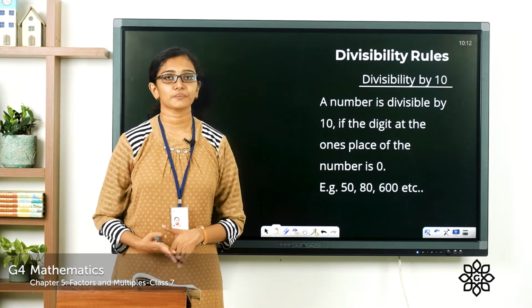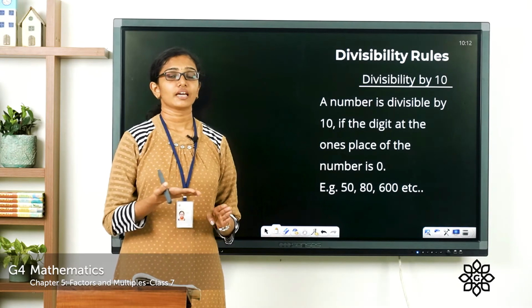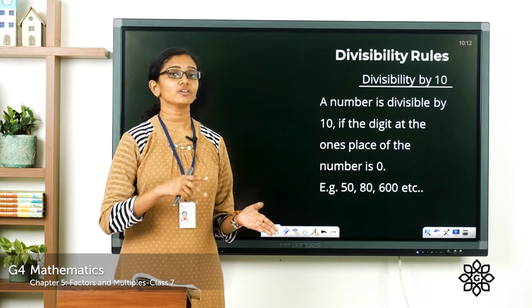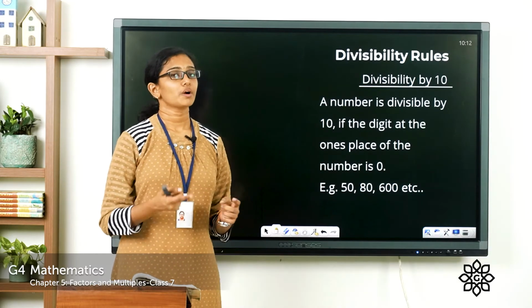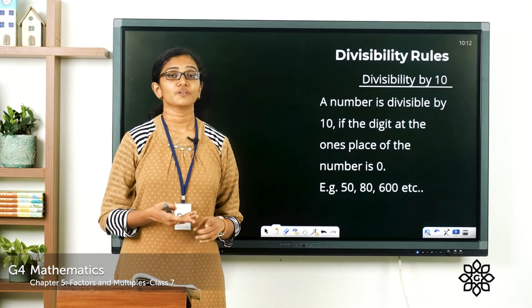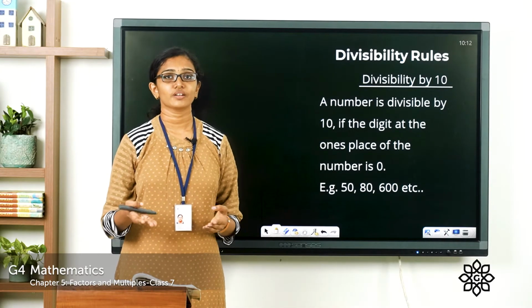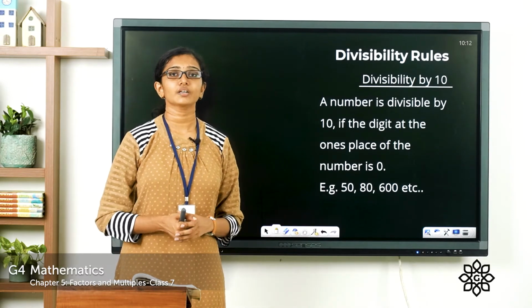What about divisibility by 10? We know any number into 10 can be obtained by adding or inserting a 0 to the right end of the given number, right? 1 into 10 is equal to 10, 2 into 10 is equal to 20, but 50 into 10 is equal to 500. See? And all these numbers will have a 0 in their ones place.